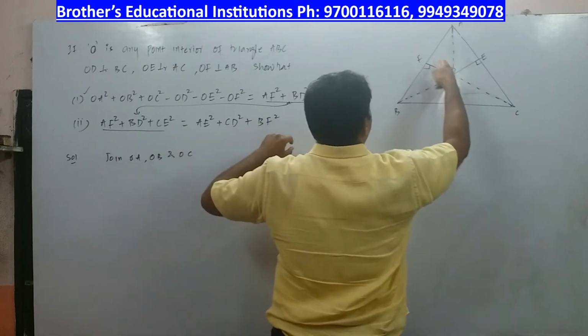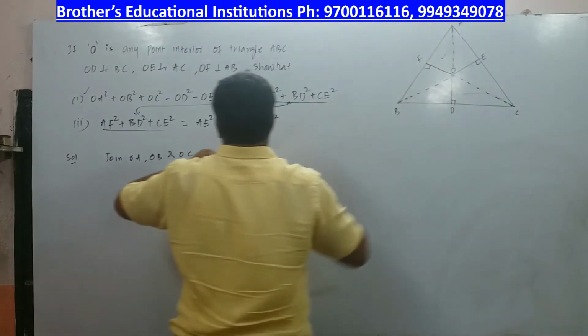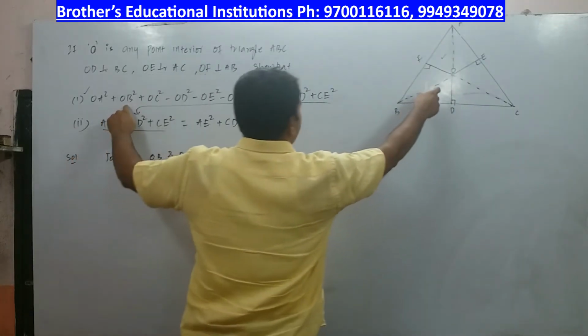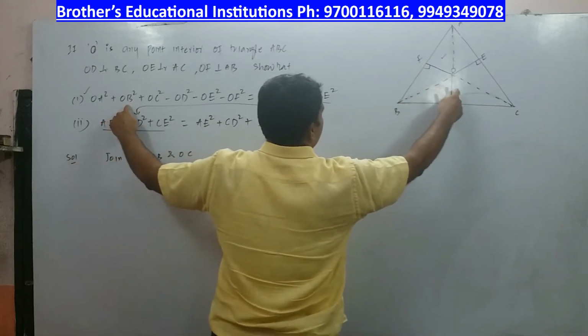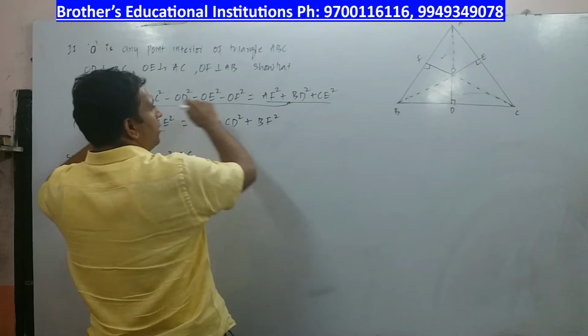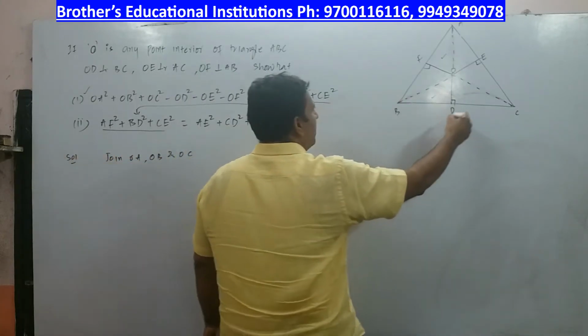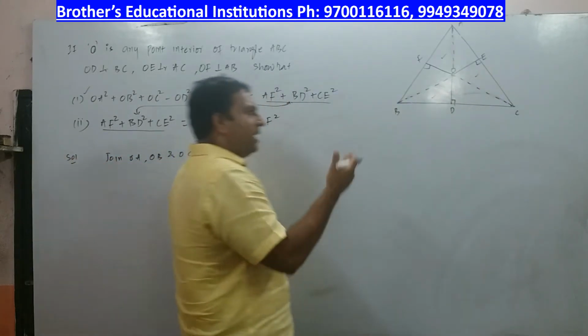So you have OA and OF, which means I am going to take this triangle. And you have OB square. Related to OB, what do you have? Just check whether you have OD or BD. You are having OD. So it means you are going to take this triangle. And similarly I am going to consider this triangle. Let us see what happens.